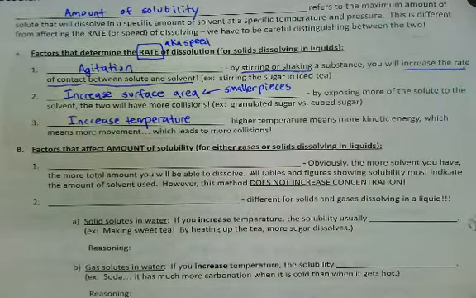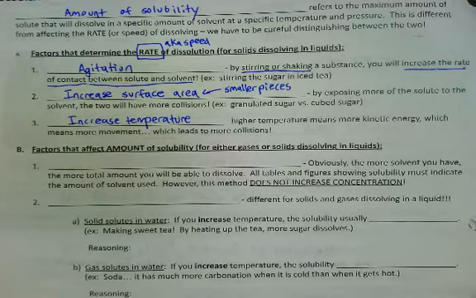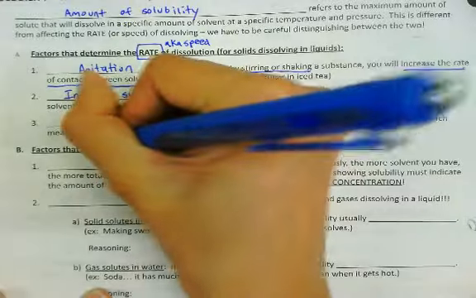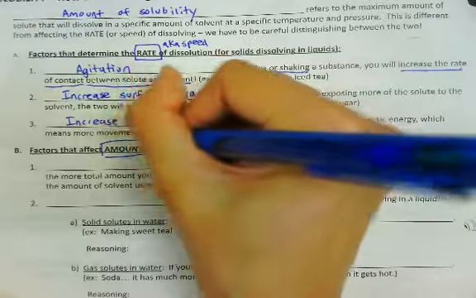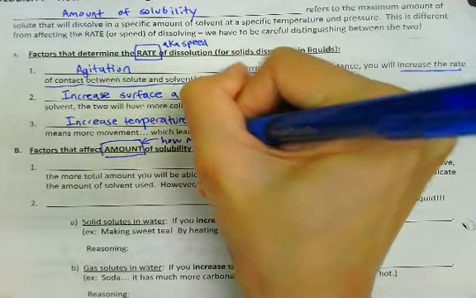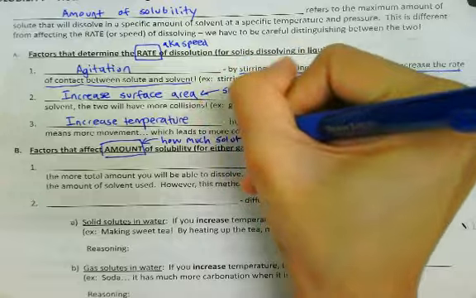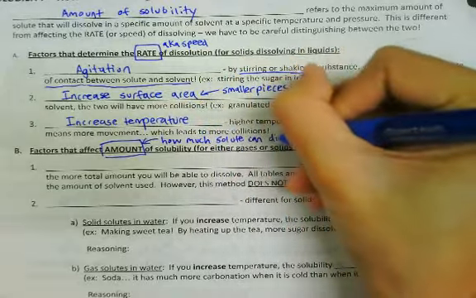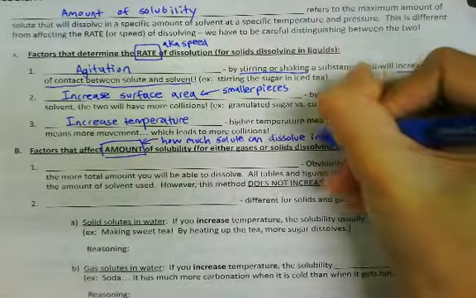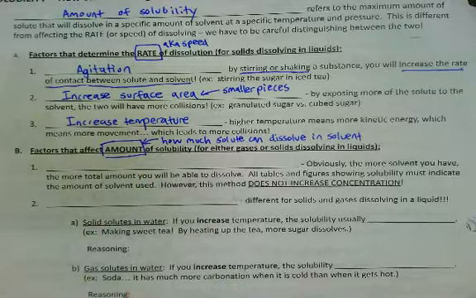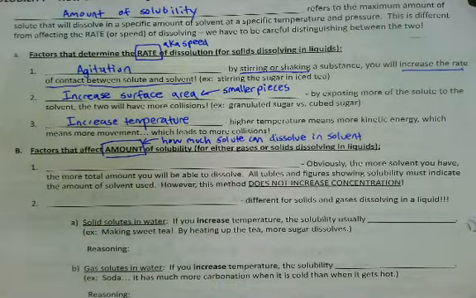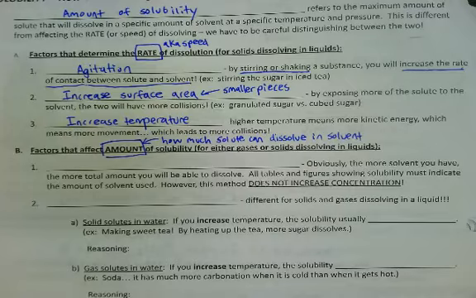Okay. The other thing we talk about when we're talking about factors affecting solubility is the amount of solubility. The amount of solubility is how much solute can dissolve in the solvent. So this is not having to do with the rate. This is the overall quantity of solute that can be dissolved in a solvent.